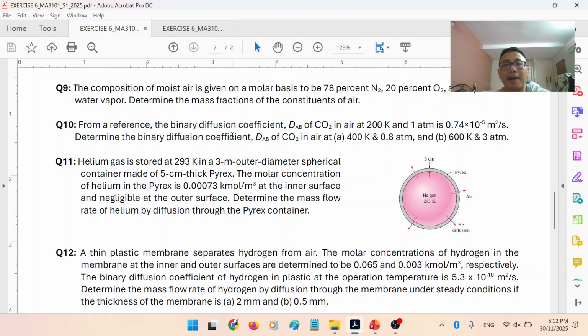All right. So let's proceed with question number 10. From a reference, the binary diffusion coefficient DAB of carbon dioxide in air at 200 Kelvin and 1 atmospheric pressure is 0.74 times 10 to the power of negative 5 meters squared per second. Determine the binary diffusion coefficient DAB of carbon dioxide in air at two different conditions. The first one is at 400 Kelvin and 0.8 atmospheric pressure. The second one is 600 Kelvin and 3 atmospheric pressure.